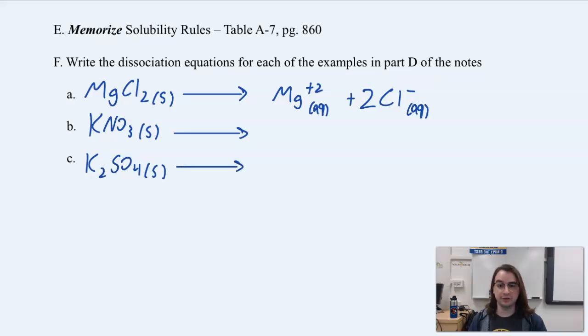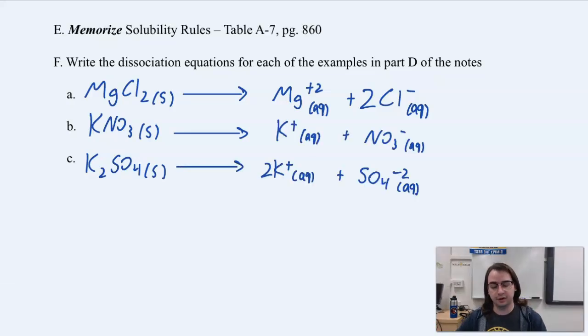Come on back when you're done. Hopefully this is what you got. Now, notice that we have a different ratio in moles compared to the things that are being dissolved. For example, if we look at MgCl2, notice that I have 1 mole of magnesium ions dissolving for every 2 moles of chlorine ions. Is that something that actually occurs?